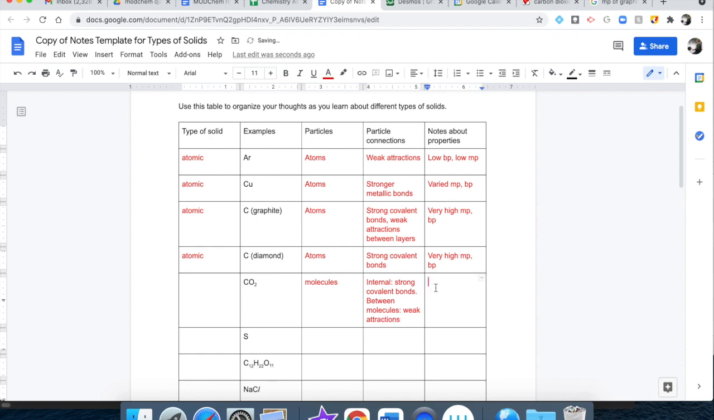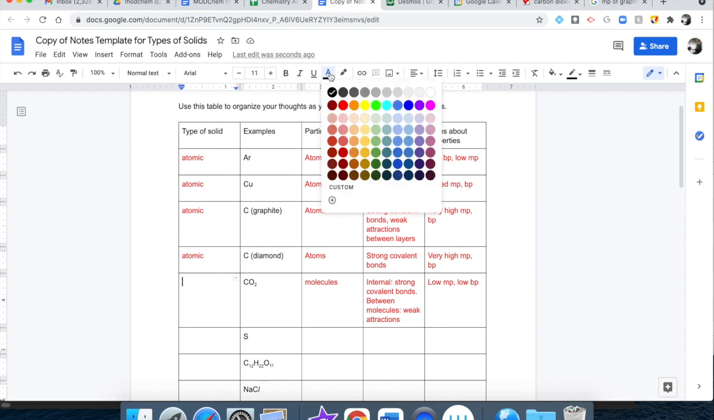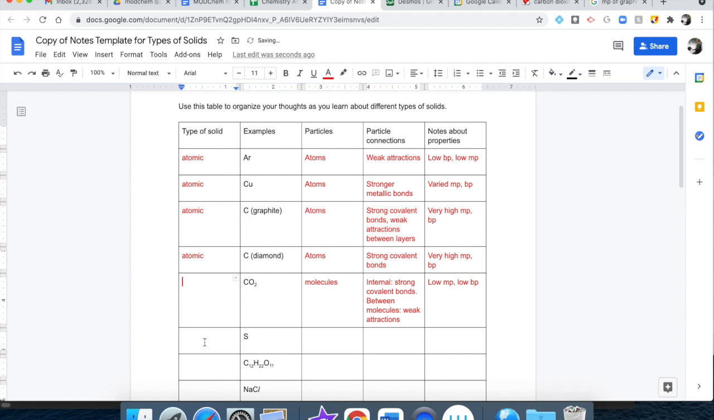So because the attractions between the molecules that make up the solid are weak, these things typically have low melting points, low boiling points. And carbon dioxide is definitely an example of that, because at room temperature it is a gas. It's not held together as a solid at all at that amount of energy. What's the kind of solid? This is called a molecular solid.